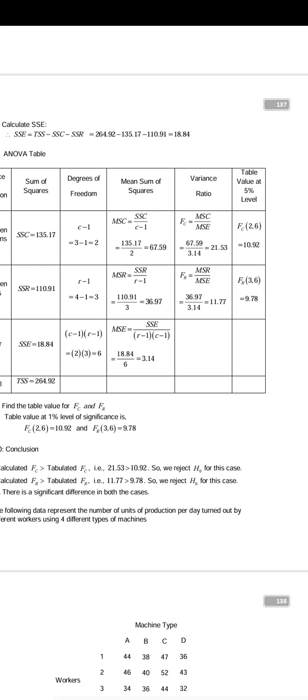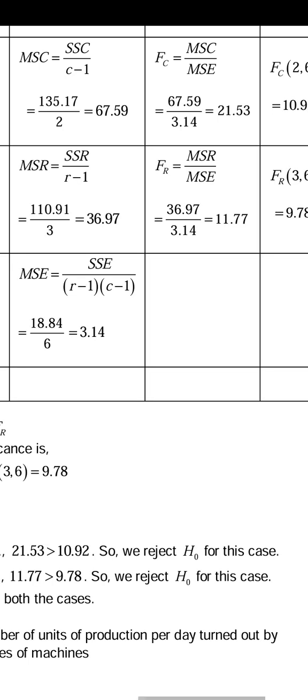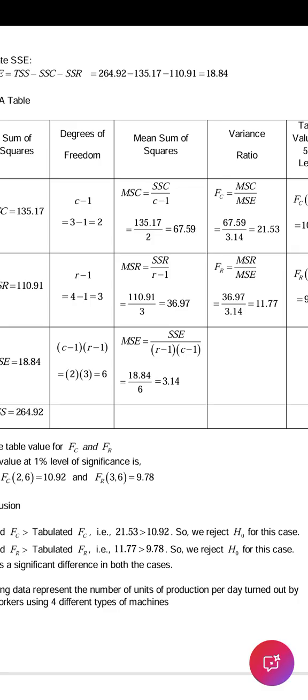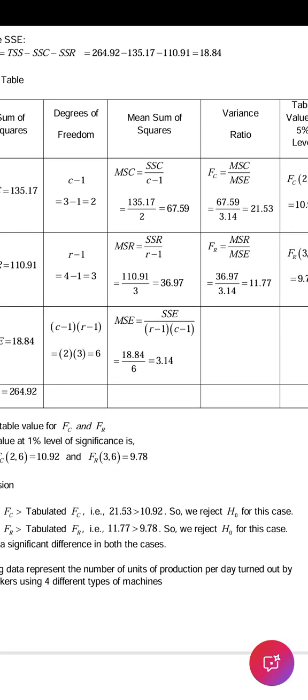Now to find out the variance value between rows and columns. First, between columns, the variance ratio is FC equal to MSC by MSE, because MSC is higher than the MSE value, so the higher value is taken as the numerator. So FC equal to 21.53. In a similar manner, to find the FR value, the formula is MSR by MSE, because here also MSR is greater than the MSE value.